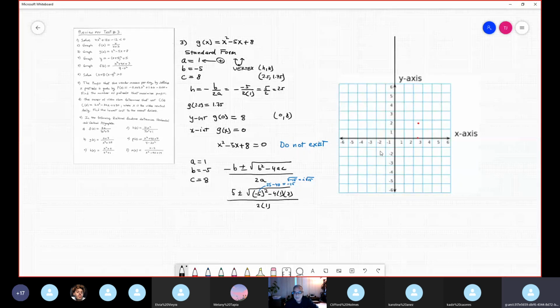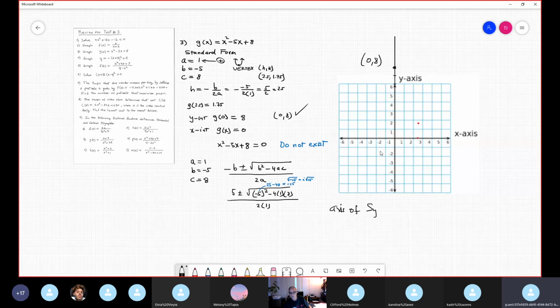Now we have 6, approximately 7, and 8. Boom. This point is the point 0,8. It's exactly this point. Okay, entonces my parábola, one more piece of information: the axis of symmetry.